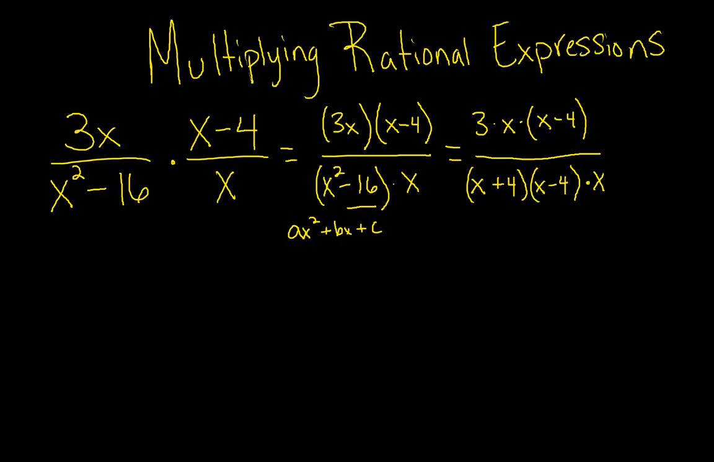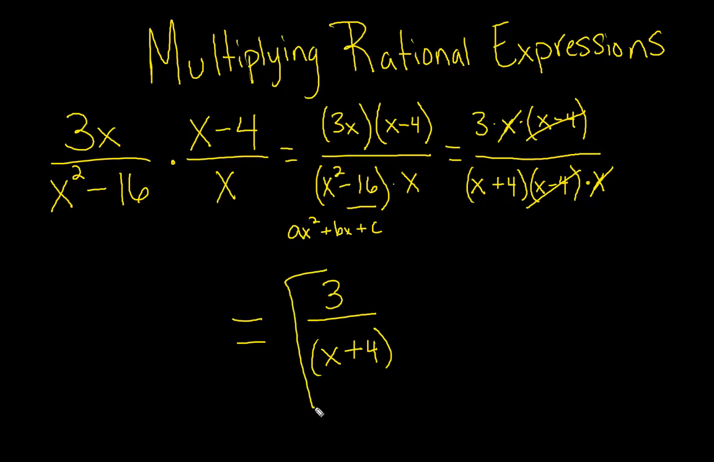From here, we are going to simplify by canceling common factors in the numerator and the denominator. So you can see, is there a 3 in the bottom for us to cancel out or simplify? There's not, but there is an x term. So these x terms cancel. And then finally, looking at this factor of x minus 4, this x minus 4 simplifies with this x minus 4. So what we're left with after multiplying these rational expressions is going to be 3 over x plus 4. And that is your final simplified answer.